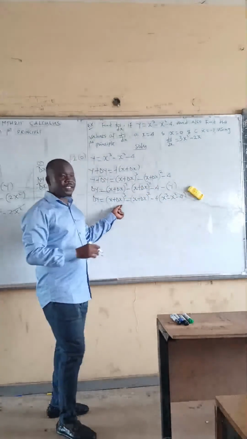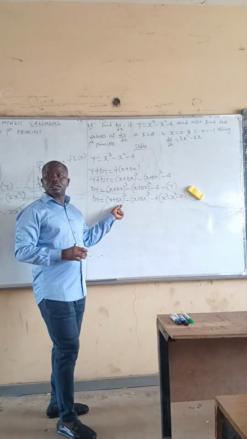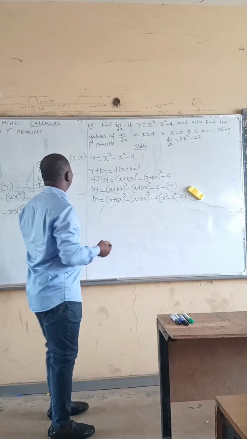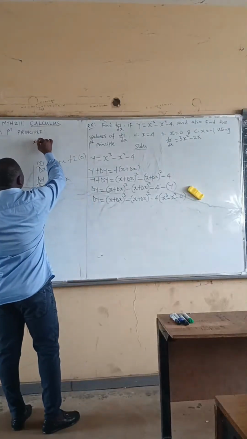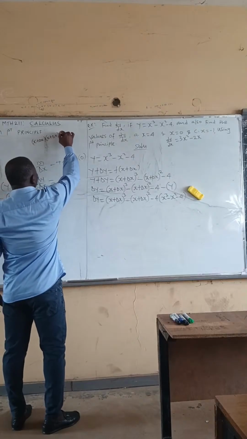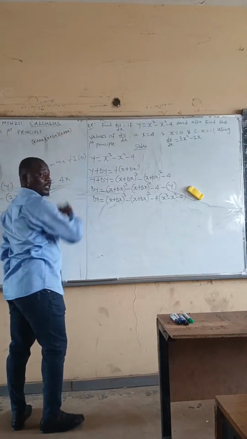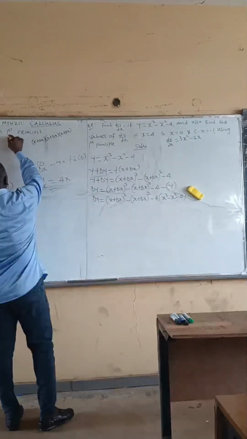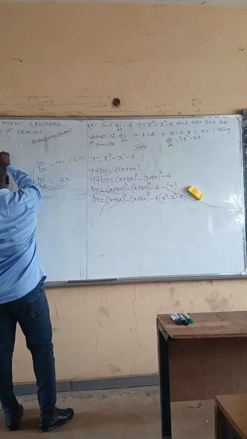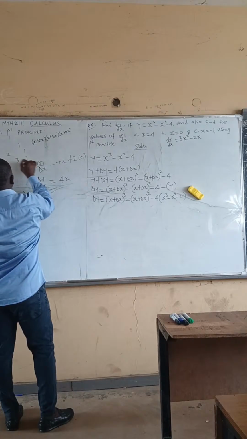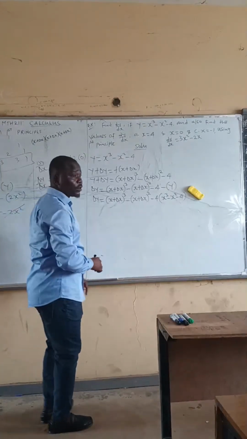So we have to expand this. We use Pascal triangle. It means we need 1, 3, 3, 1. If we are to expand this the long way, it will take us time. So we apply Pascal triangle. We just need 1, 1, 1, 1, 2, 1, 1, 3, 3, 1. True or false?